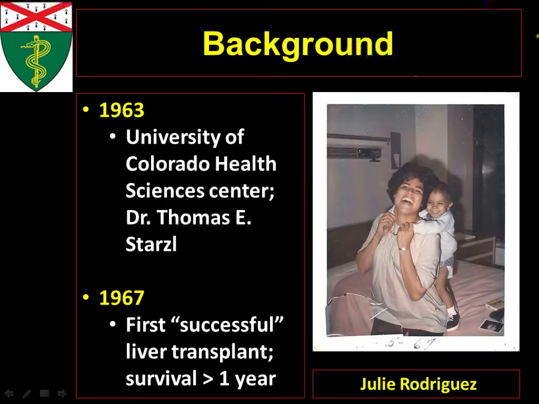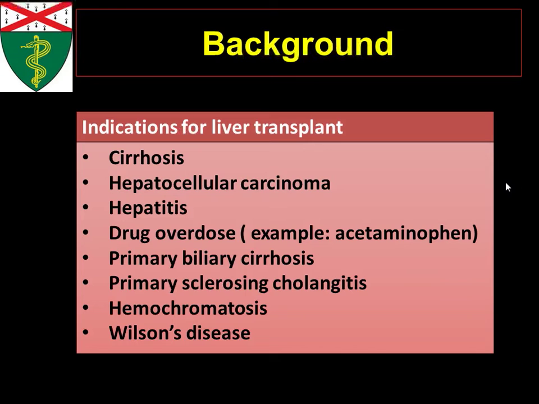It was done on a little girl actually, Julia Rodriguez. She's over here, and she had liver cancer. I'm not sure which one, probably hepatoblastoma, some sort of liver tumor, and she did well for about a year until it recurred about a year later and spread to the other parts of her body. But that was a huge moment for liver transplants, and we've come a long way since then.